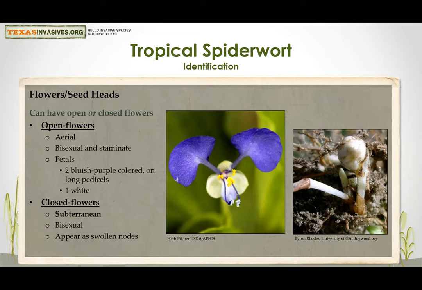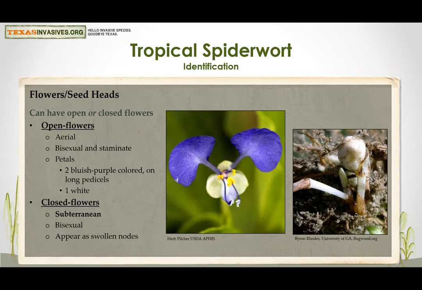So they can have open or closed flowers. This is how it can be hard to remove them. When they talk about closed flowers, what they really mean are underground flowers. They're never open. They look like swollen nodes and they reside underground. And so if you're pulling the plant, but you're not getting that underground flower out, the plant is going to be able to resprout from them. Again, remember, an invasive species is invasive for a reason. If it was easy, we wouldn't talk about it so much.